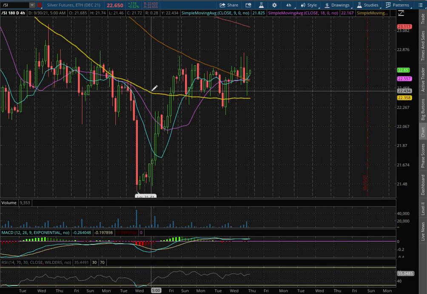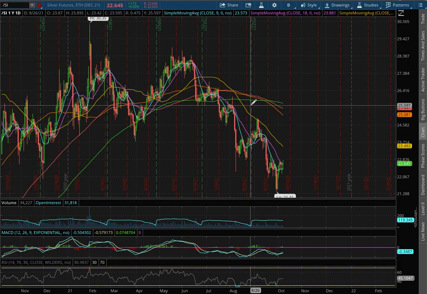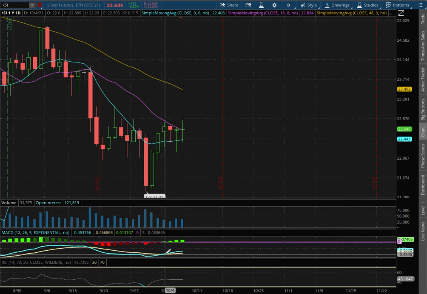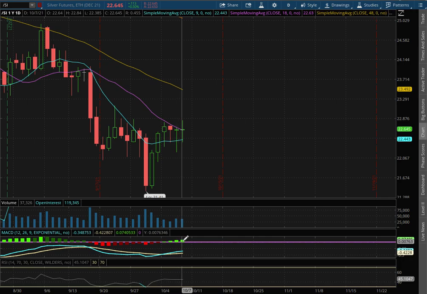We continue to bounce right off the 50 moving average, this yellow line, at a price of $22.36. As with the daily chart, we remain in negative MACD and appear to be approaching positive MACD as we're seeing an increase in the green MACD bars.